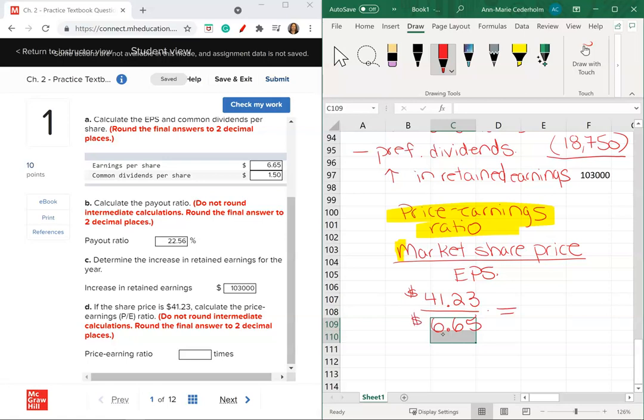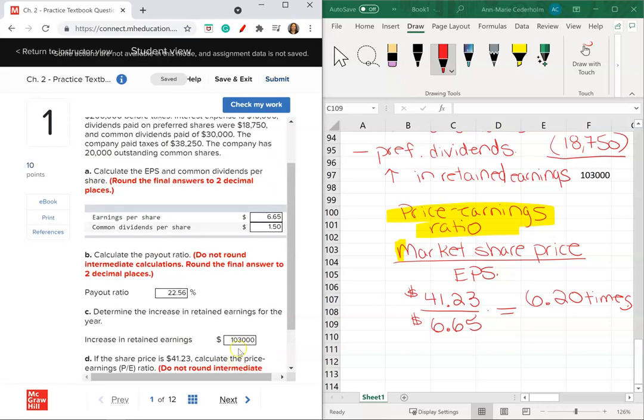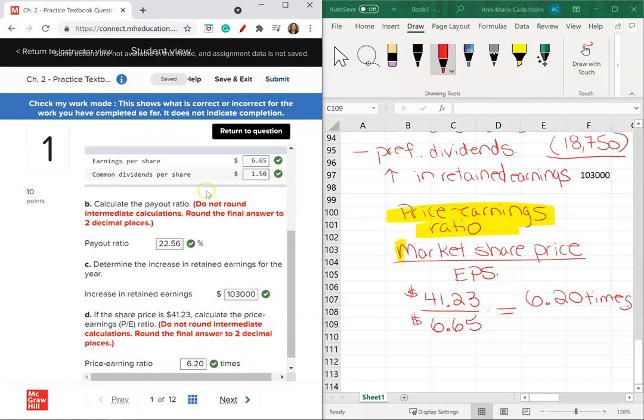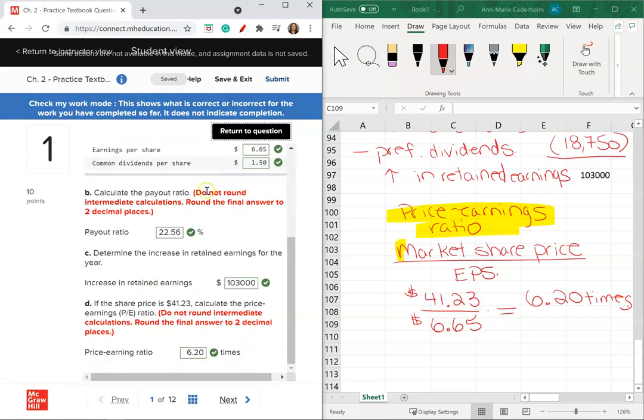That gives me 6.2. We'll just round that to 2 decimal places too. And let's just check our work to make sure that we did everything correctly. And that's the end.